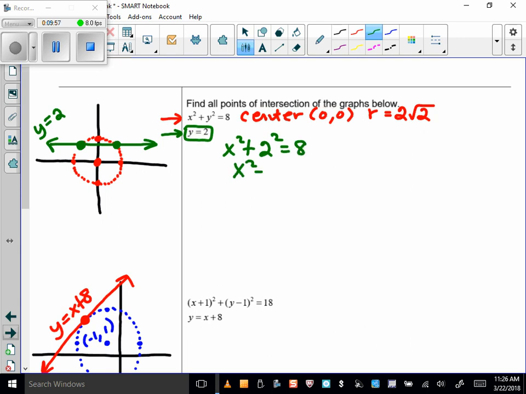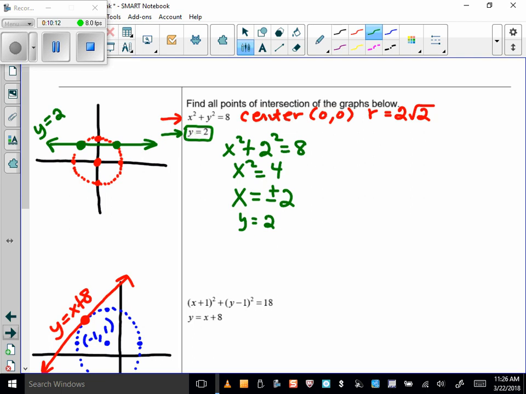x squared equals 8 minus 4, which is 4. Take the square root of both sides. Don't forget, you get plus or minus 2 when you solve an equation by taking the square root of both sides. So I know that y equals 2.